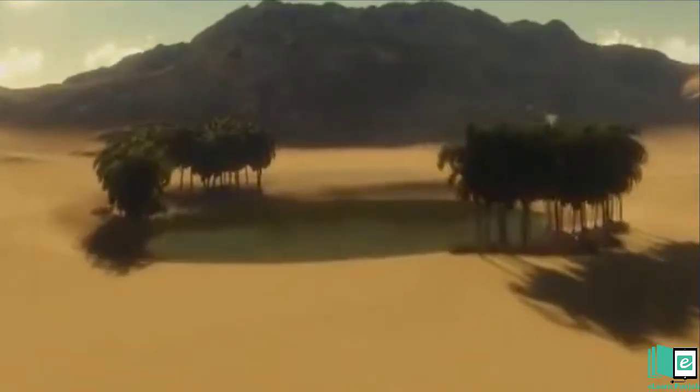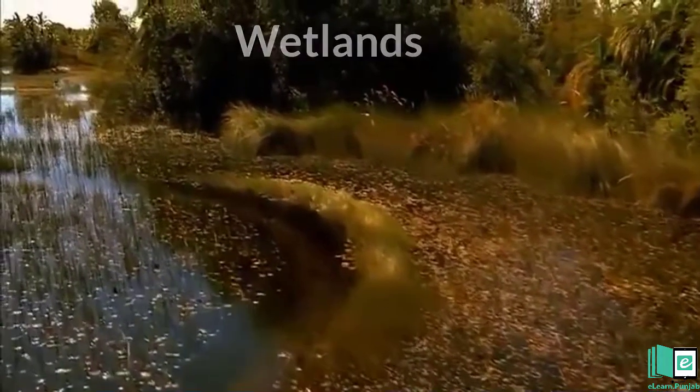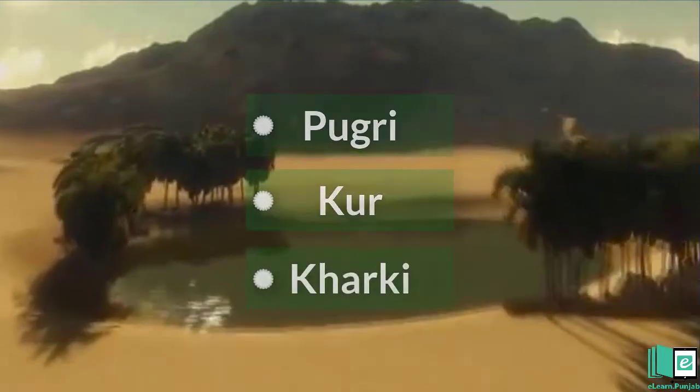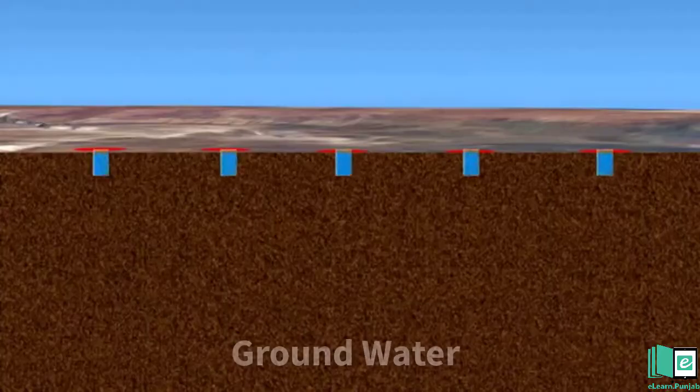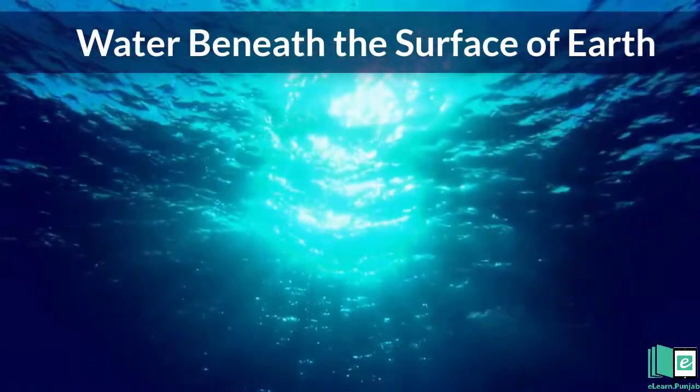At some places where ground is low, the water stays for part of the year and makes the ground very wet. Such places are called wetlands. Pugri, Kar and Kaki are a few wetlands in Sindh province. The water in wetlands moves down into the soil and becomes groundwater.